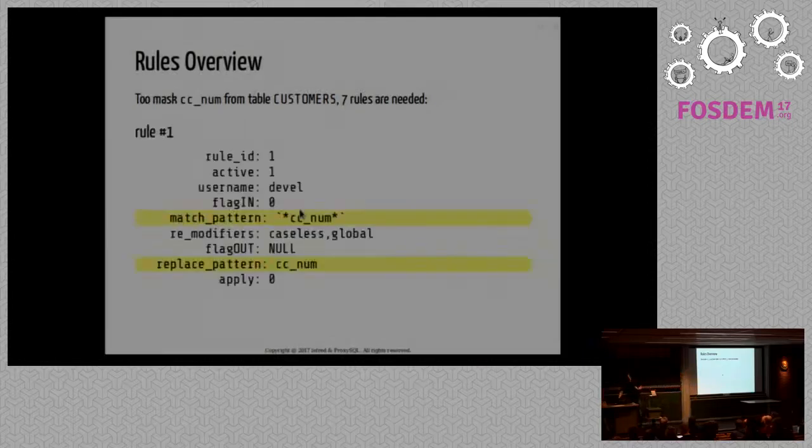So this is rule number 1. As you can see, you see a very nice mouse pointer. The first one is quite easy to understand. We are looking for this CCNum, right? And if we have it, we will replace it.